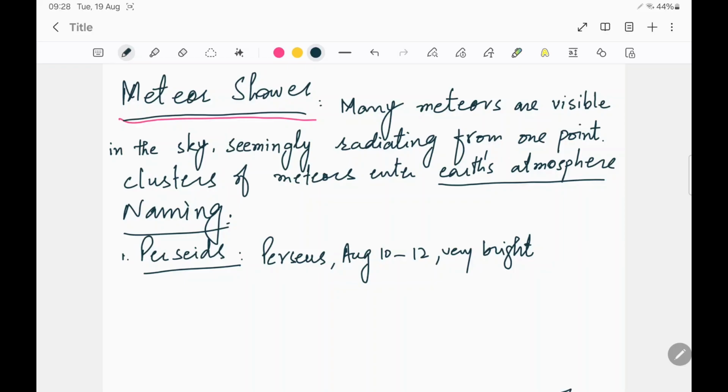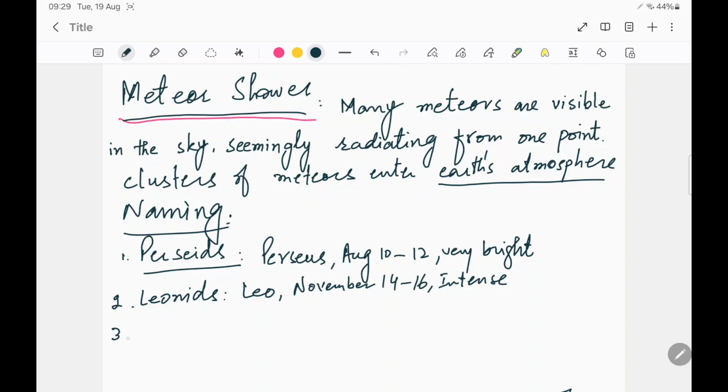And the next famous meteor shower is the Leonids, and they come from the constellation Leo, and they are normally observed in the month of November, and normally the dates are 14 to 16. And how do they appear? They also appear very intense whenever they are seen.